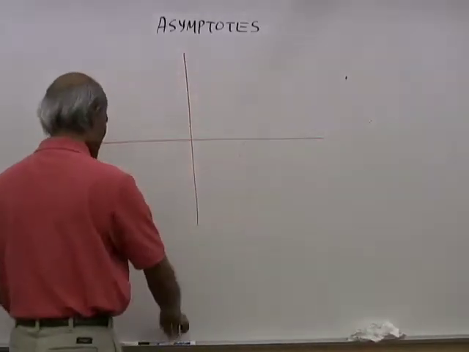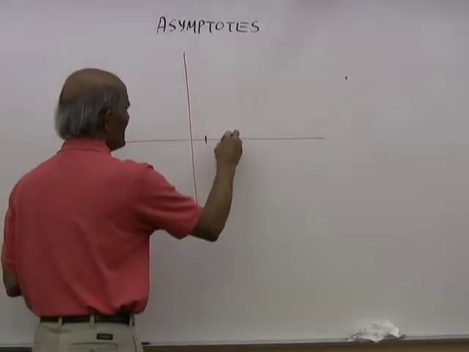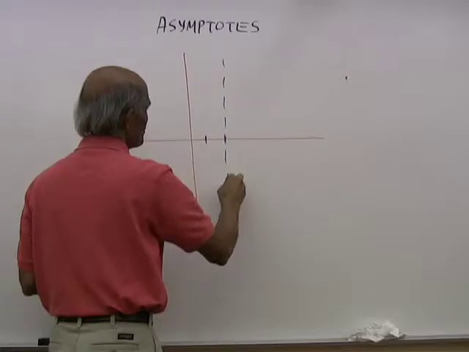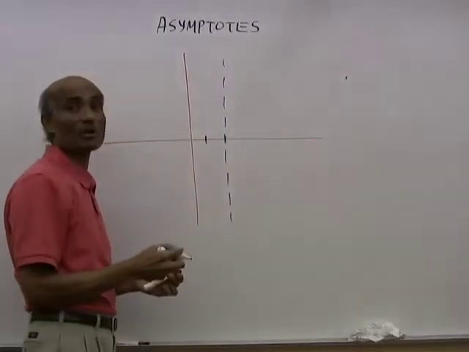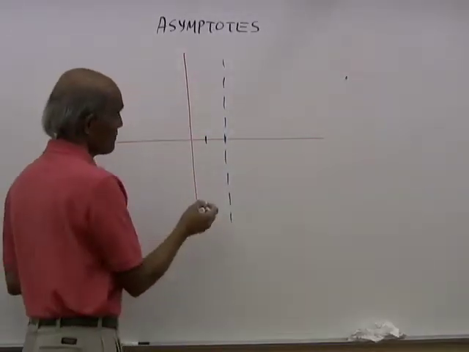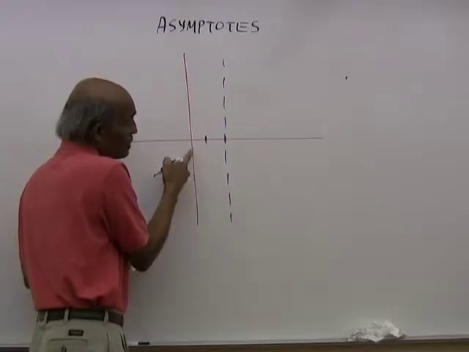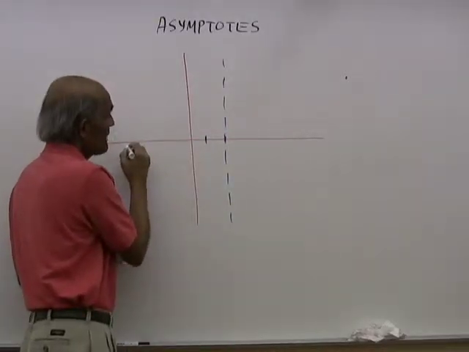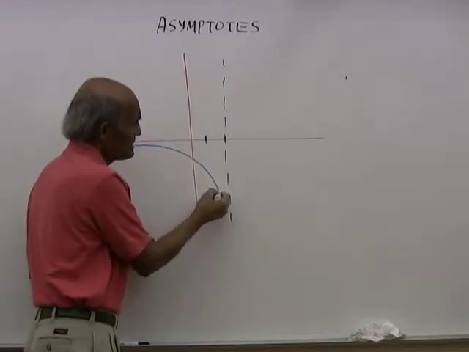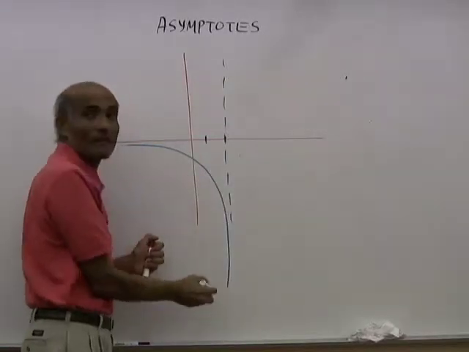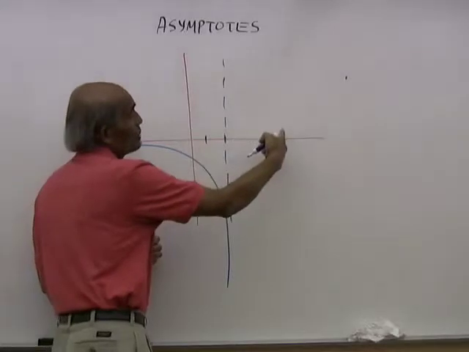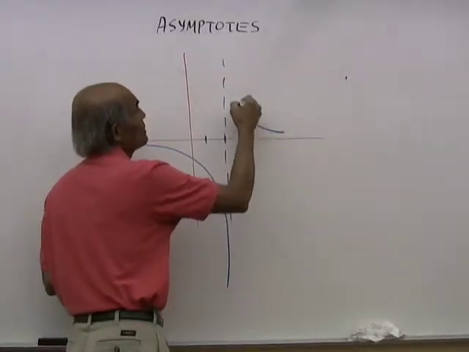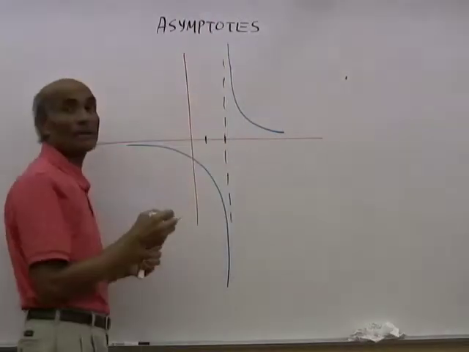Well, that's your x and y axis. That is x equal to 2. And we normally draw the asymptote by broken lines. So what happens is, as x gets closer and closer to 2, the function value goes to negative infinity. And as x gets closer and closer to 2 from the right, the function value goes to positive infinity.